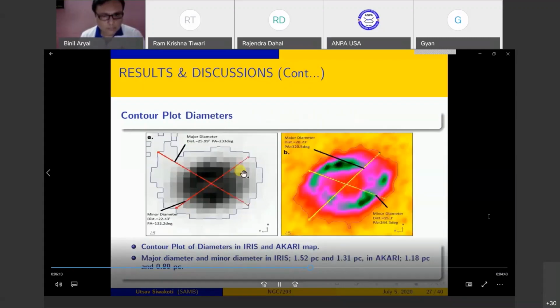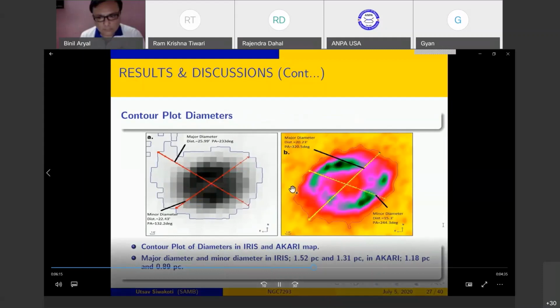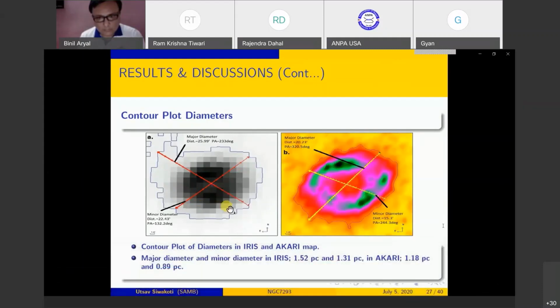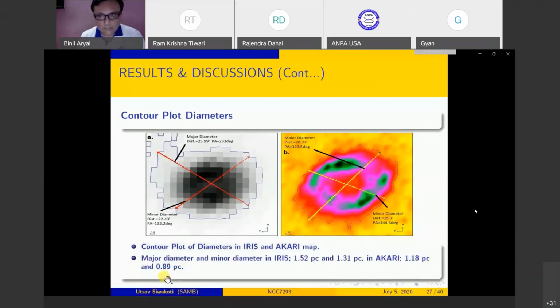Now, these are the contour plots of diameter that we drew for IRIS as well as Akari. Now you can see the size difference in IRIS as well as Akari, because we extracted the IRIS image in 0.5 by 0.5, whereas the Akari image was downloaded in 0.4 by 0.4. The contour plots were also drawn independently, so you can see the differences. We also found the major and minor diameter to be 1.52 and 1.31 in IRIS and 1.18 and 0.89 in Akari. You can see the comparative difference in size.